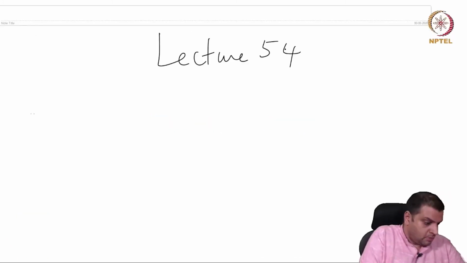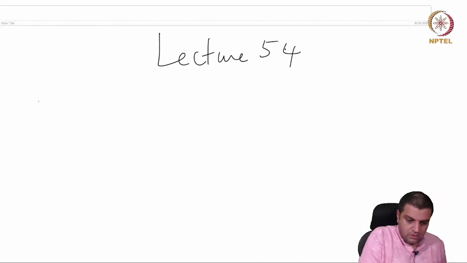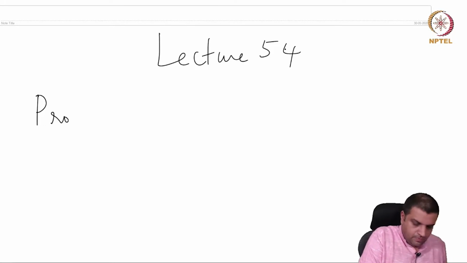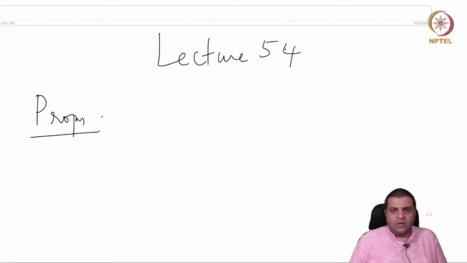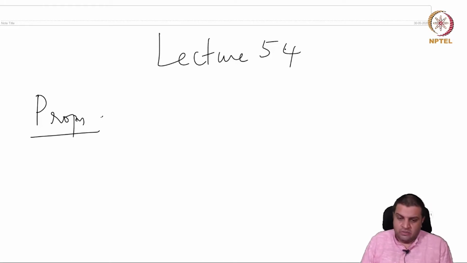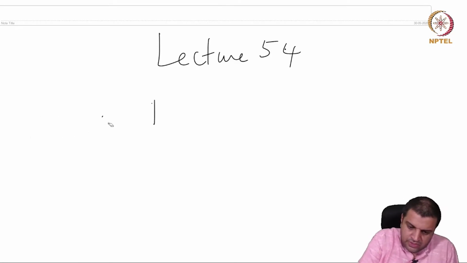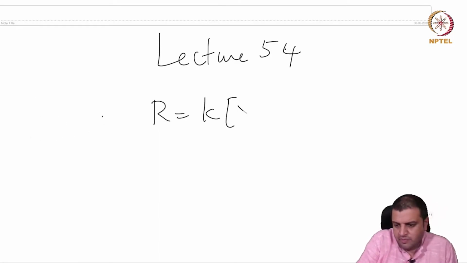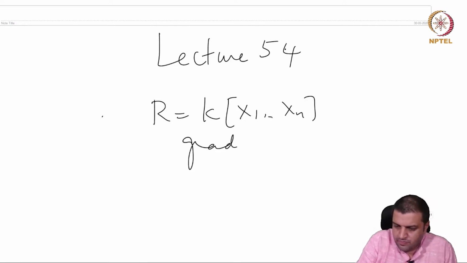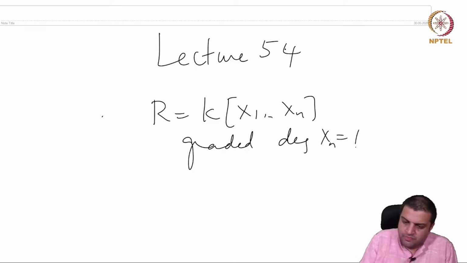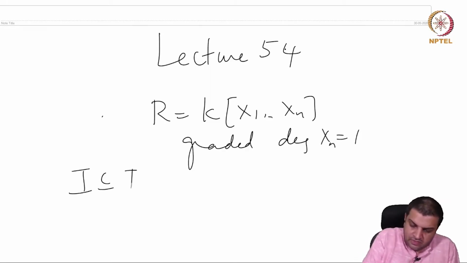So here is a proposition. Okay, so now in this lecture we are always working with the graded case. So R is a polynomial ring, maybe set up the notation. R is a polynomial ring, graded, and degree of xn equals 1, and I inside R an ideal, a homogeneous ideal.